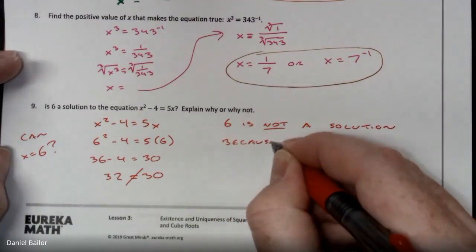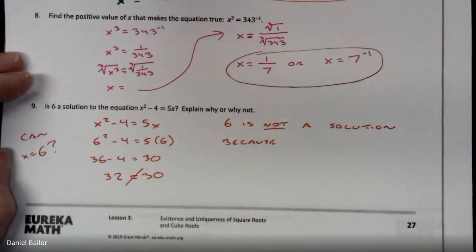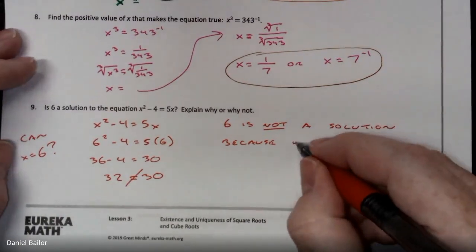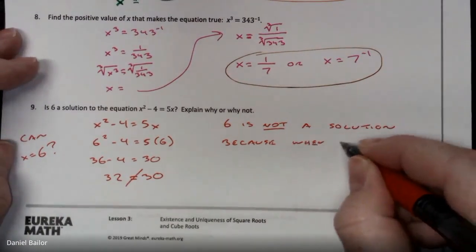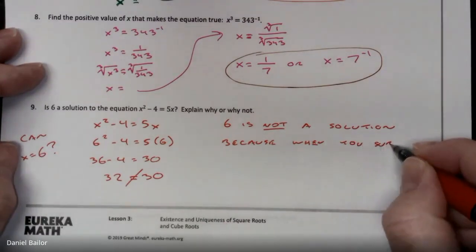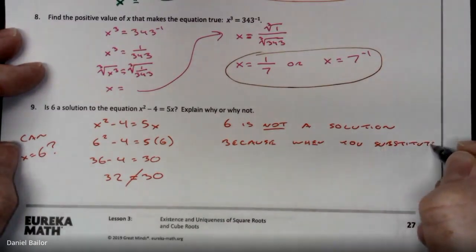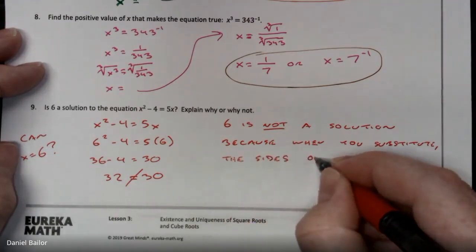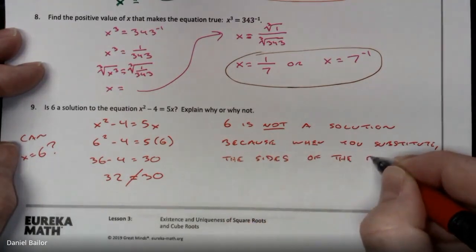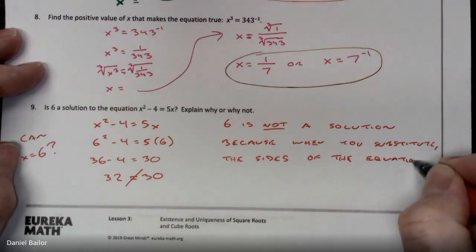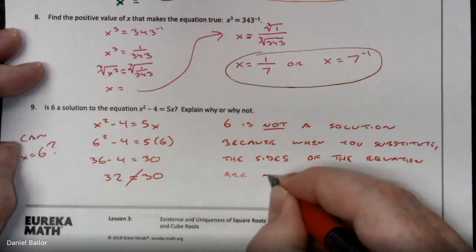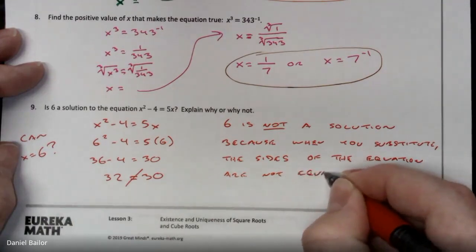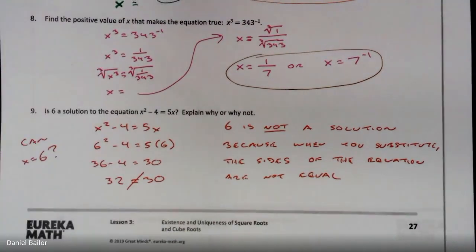because, when you substitute, the sides of the equation are not equal. So 6 cannot work because the sides are not equal. So therefore, it's not a solution.